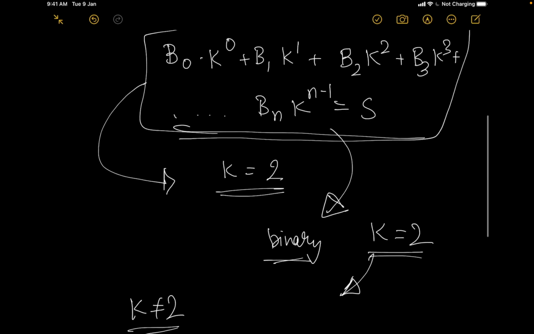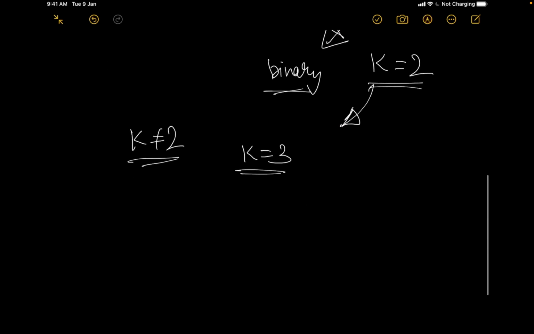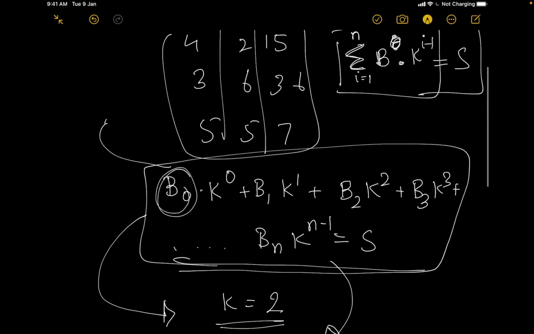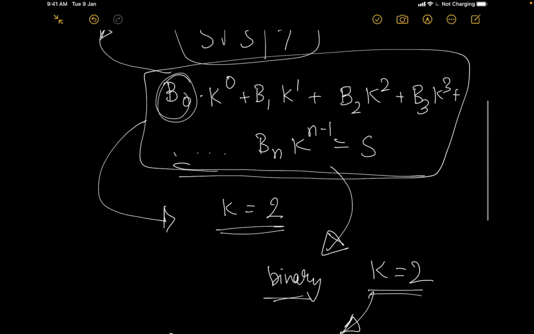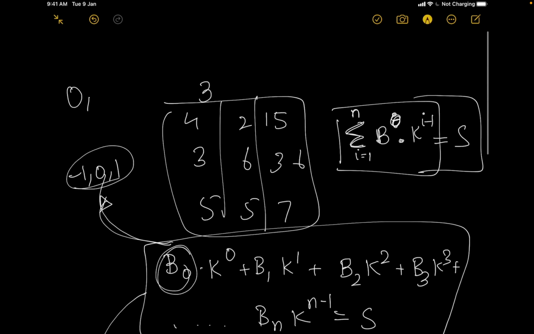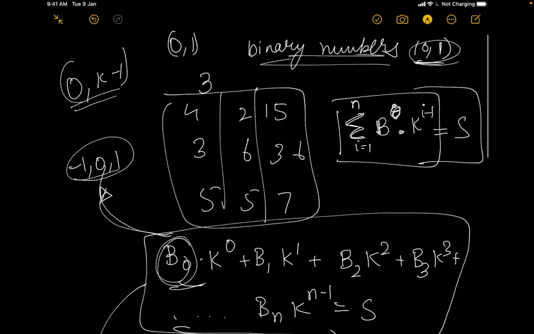We can't do that. For example, let's say k is equal to 3 here. The only problem is that the value of b can be -1, 0 or 1. If we want to convert a number to another base, the value of b should have been from 0 till k minus 1. For example, when we're talking of binary numbers, the coefficient b is 0 or 1, because it needs to be 0 to k minus 1. Here k is 2, so it is 0 and 1.